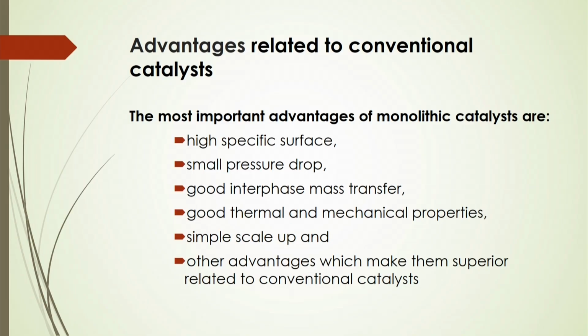Now, the question is: what are the advantages compared to the conventional catalyst? If you are using a monolithic catalyst, what will be the advantage over other conventional catalyst beds? The most important advantages of monolithic catalysts are the high specific surface, small pressure drop, good interface mass transfer, good thermal and mechanical properties, simple scale up, and other advantages which make them superior to conventional catalysts. So, these are the important advantages of monolithic catalysts.